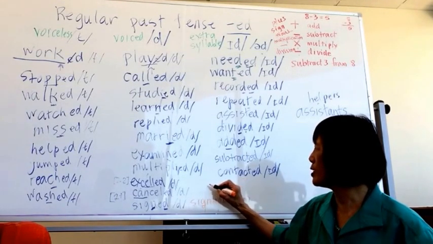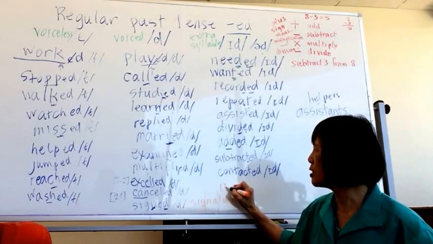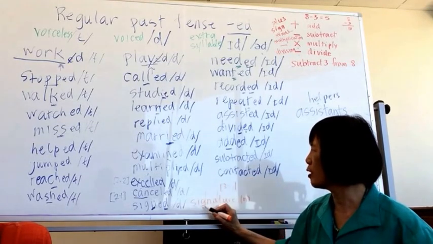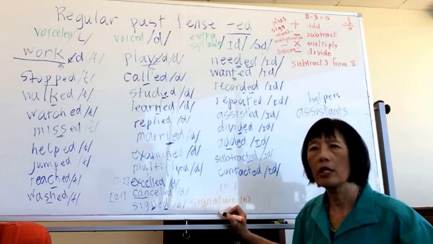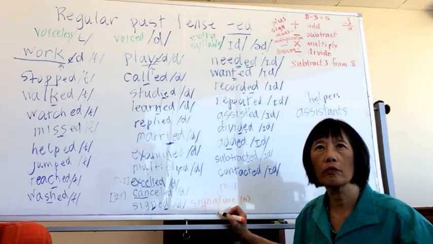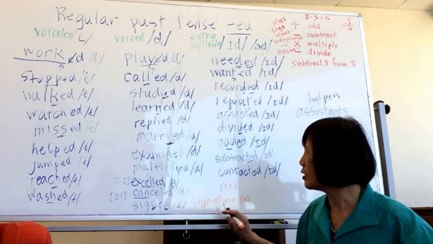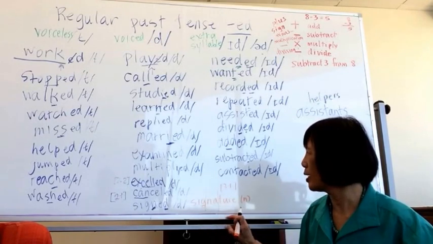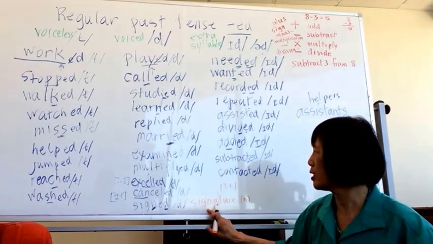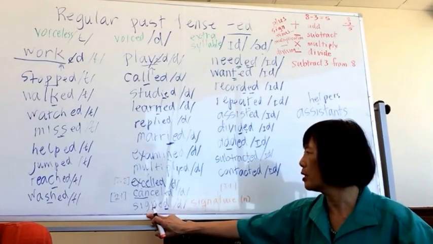Now if we look at these three syllables, which one is the stressed syllable? One, two, or three? Signature. The first one, right. Okay, so we can call this a 3-1 word. So this one's signature, and it's related to the word sign.